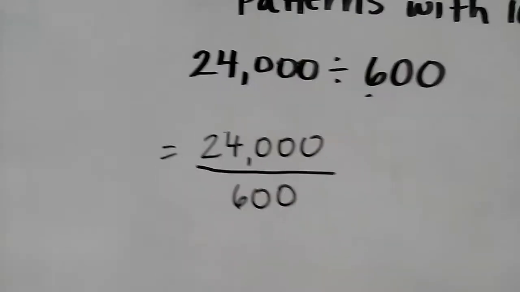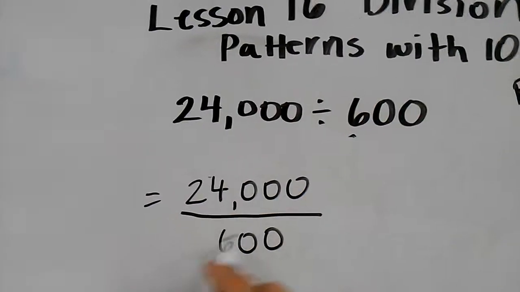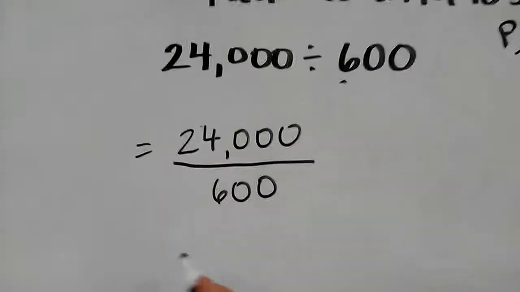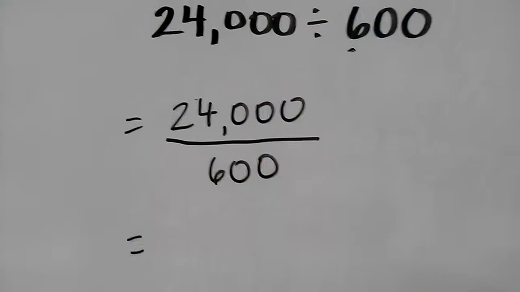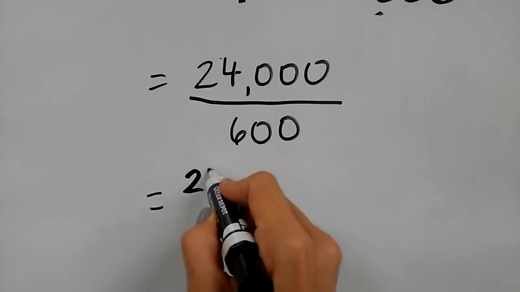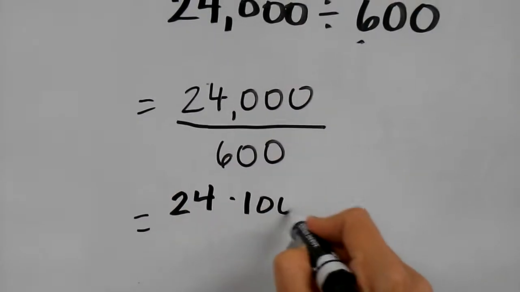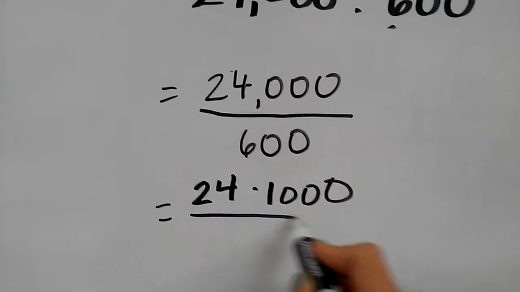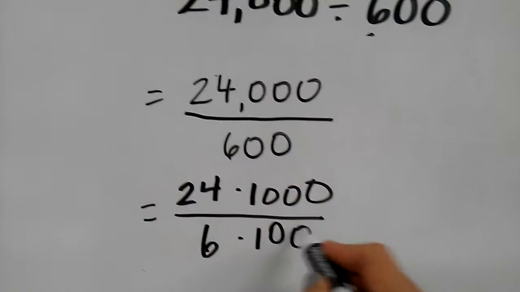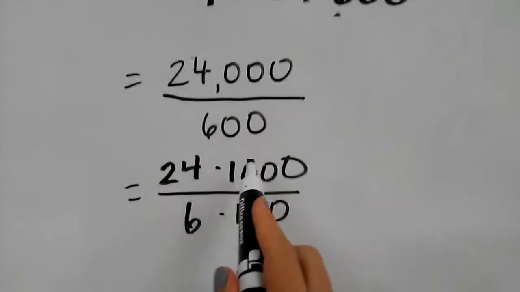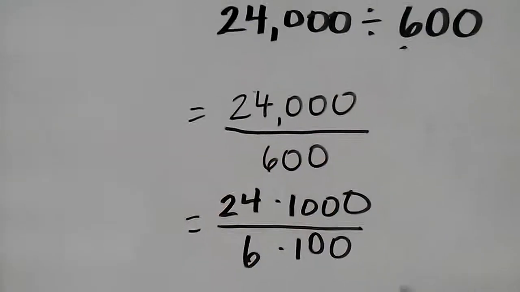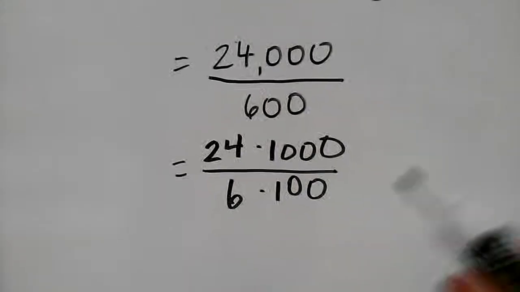So now what I want to do is decompose 24,000 and decompose 600 to look for powers of 10 in numbers that I can divide easily. So I know that 24,000 is the same thing as 24 times 1,000. I know that 600 is the same thing as 6 times 100. So at this point, I'm still looking for equivalent forms of 1, which again is something we haven't talked about yet, but we will be talking about a lot, especially when we get into fractions.